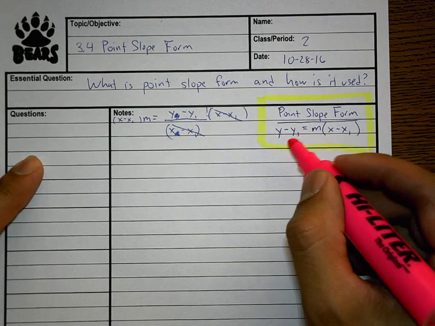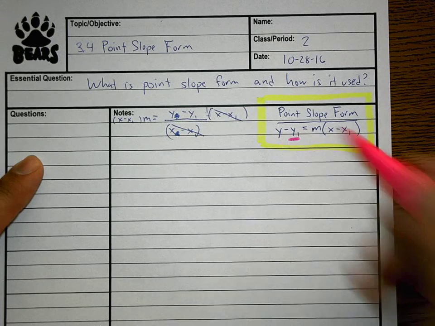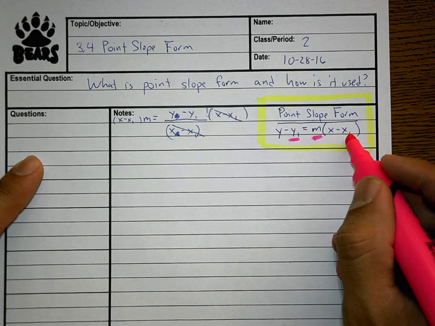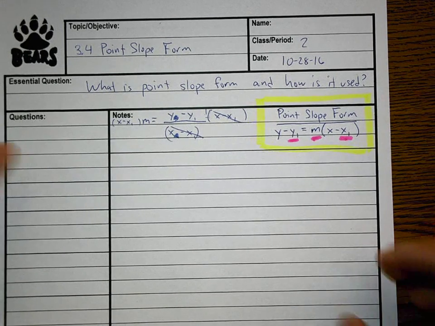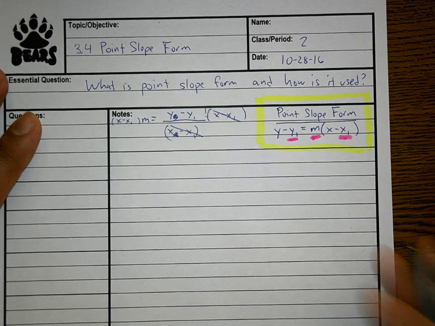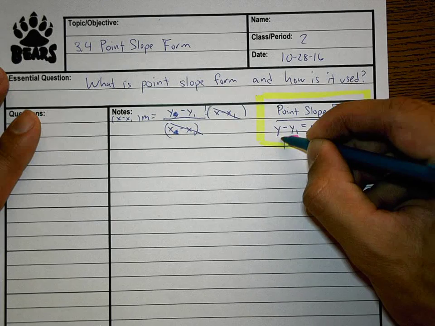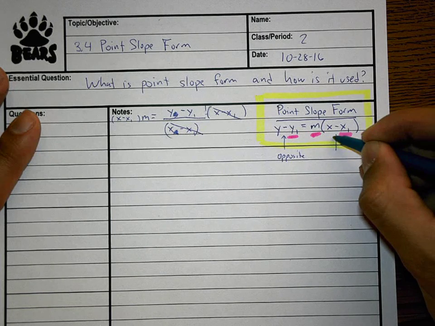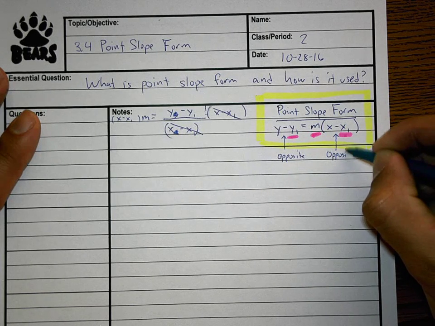The other thing I want you to do is underline the y1. I want you to underline the m. And I want you to underline the x1. Because just like what we did last unit, where we replaced only the things that are underlined, that's the same thing we're going to do with this point slope form. We're only going to replace those 3 things. The other thing I want you to do is write right here with a little arrow, opposite. And draw another arrow here, and write opposite. Just like that.